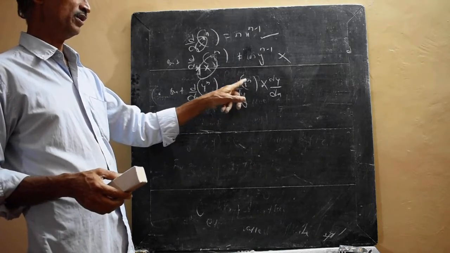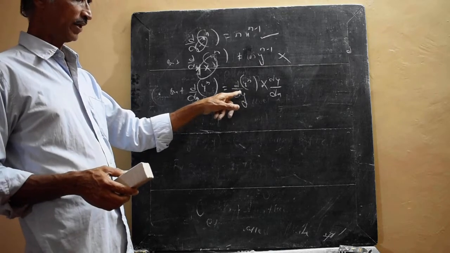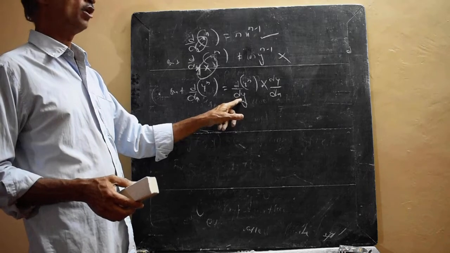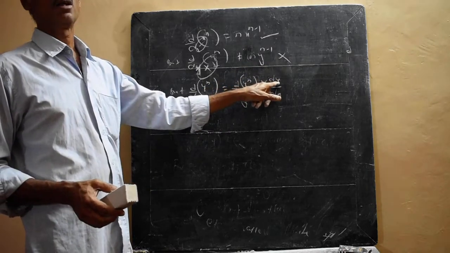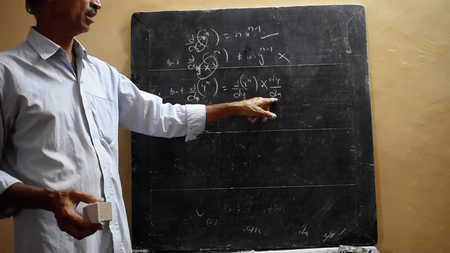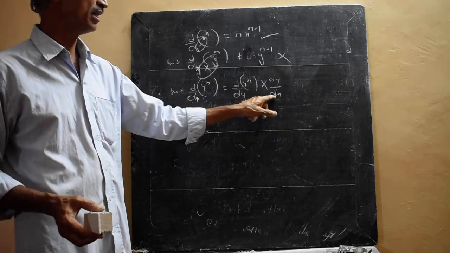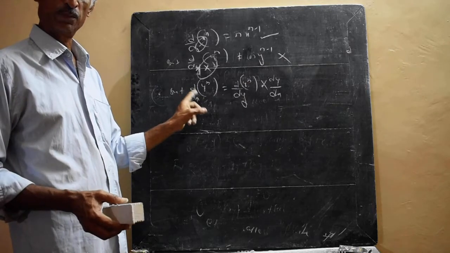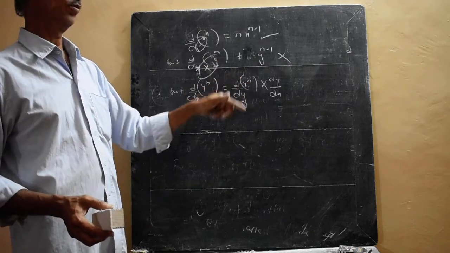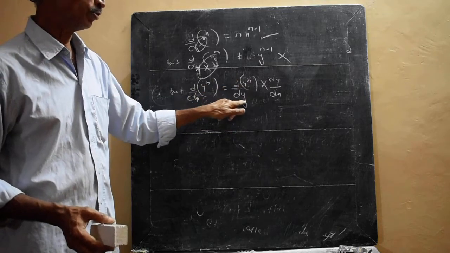Because y can differentiate with respect to y only. That's why I introduced dy here. Then this dy is additionally taken in the denominator. Now to cancel it, in the numerator it is multiplied, dy cancelling, and this dx is taken here. Ultimately it is the same as d by dx of y raised to n. This expression has not changed literally, but we are at the stage where we can differentiate y with respect to y.